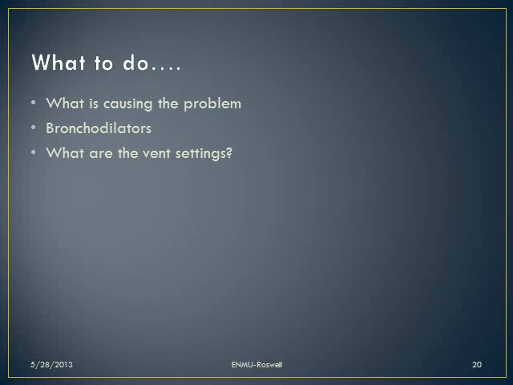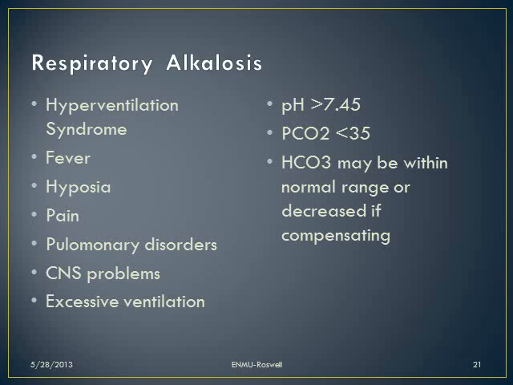What do you do for it? Well, figure out what's causing the problem like always and fix it. If you fix the problem causing it, you don't really have to worry about anything else because it's going to correct itself. If it's something that has to do with lung issues, bronchodilators, giving them some albuterol, atropine, or considering giving them some epi or whatever to fix the problem. And again, look at your vent settings. Are you not breathing fast enough for the patient? That can be a problem for us.